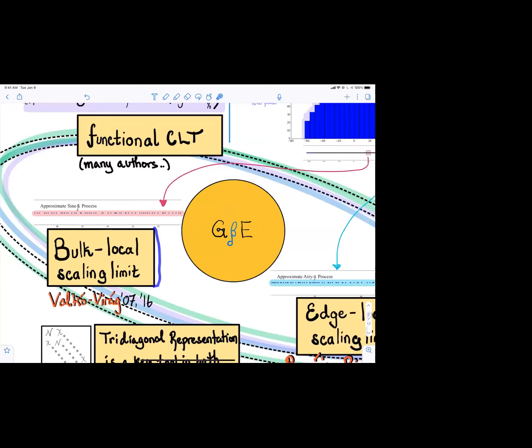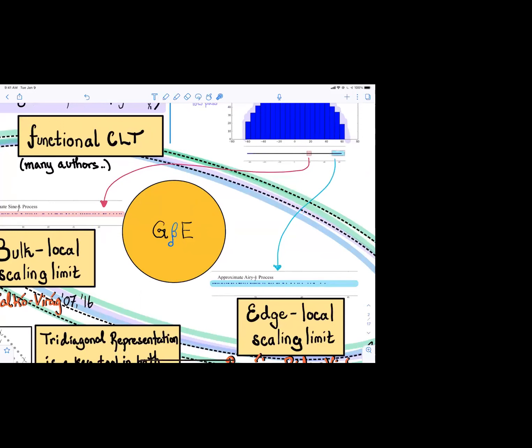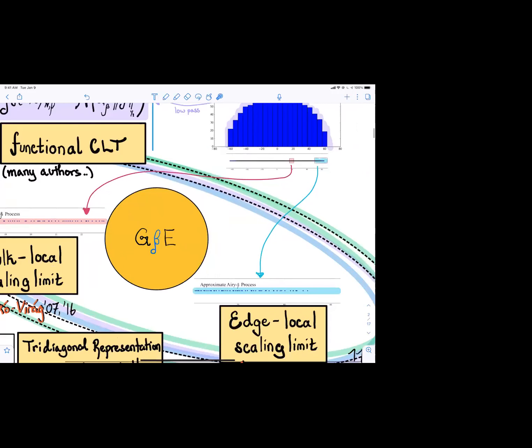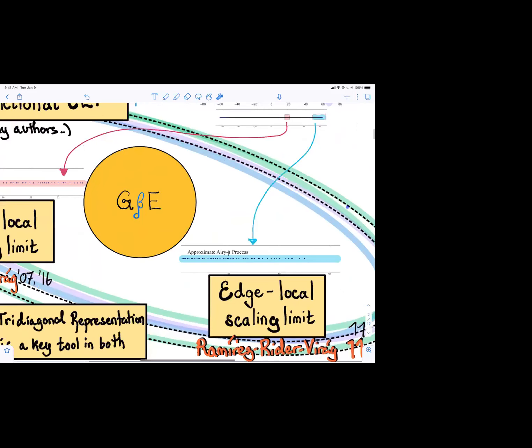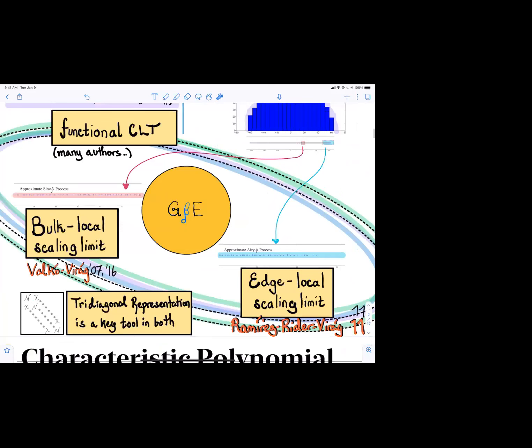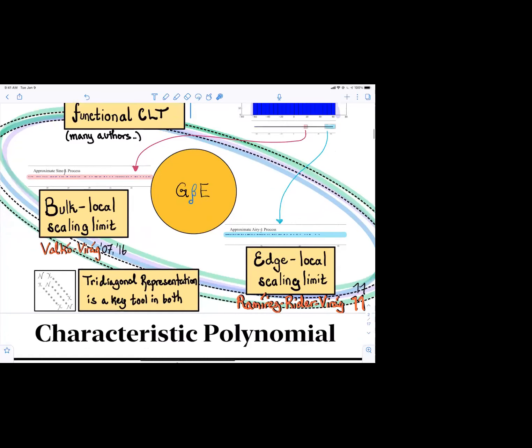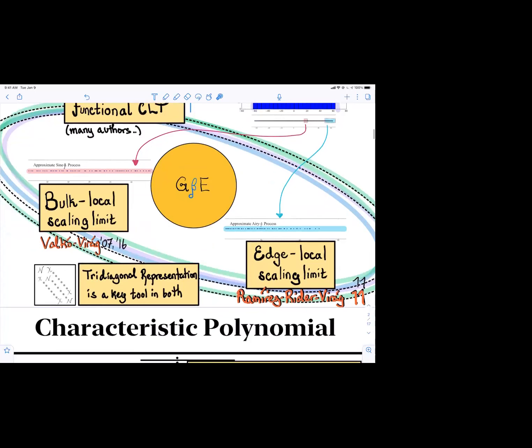There's also an edge scaling limit, which is more closely related to what I'm really going to talk about today. The points sort of disappear as you get to the edge of the semicircle, and there's a point process that you can get by taking a limit, the so-called Airy beta process. This is the corner of this universe that I'm going to talk about. Both of these feature a tridiagonal representation of the matrix. So there will actually be a random matrix that appears in this talk. I'll come to that in a few slides.